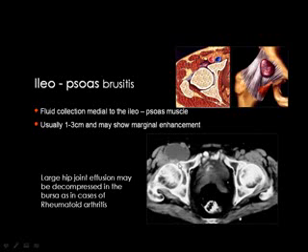Sometimes this bursa communicates with the joint space, and if the joint space contains fluid, it can be decompressed in the bursa itself. As written here, a large hip joint effusion may be decompressed in the bursa, as in cases of rheumatoid arthritis, for example.